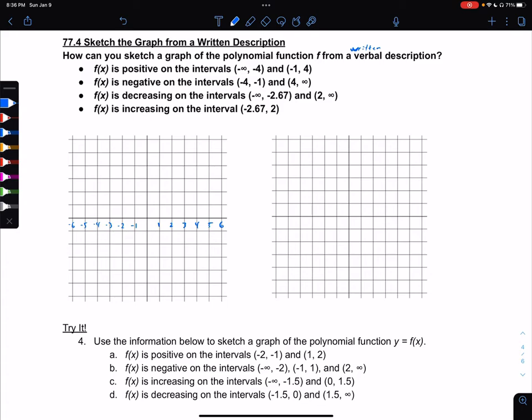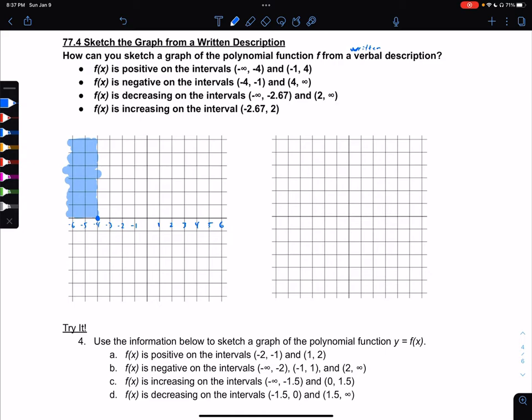So we're told that f of x is positive on the interval -∞ to -4. Remember, positive means it is above the x-axis. So from -∞ to -4, we're talking in terms of x values, the graph is going to be positive, so the graph is going to be in this region up here. And at -4, it's going to go from being positive to negative. So we're going to have an intersection point at -4.